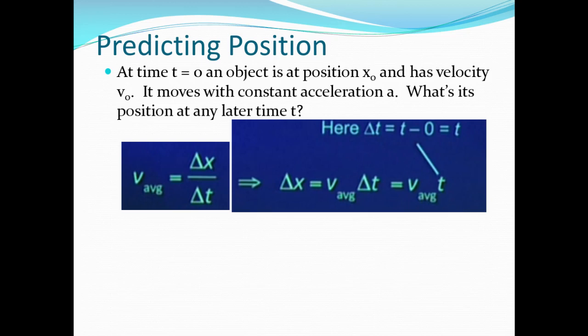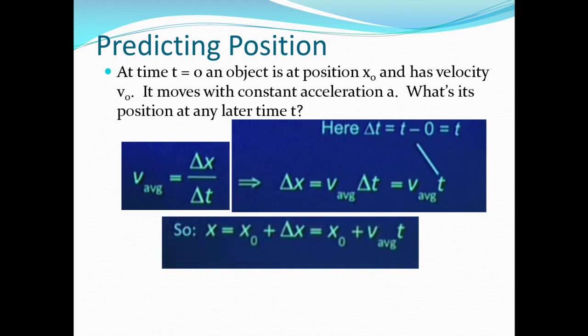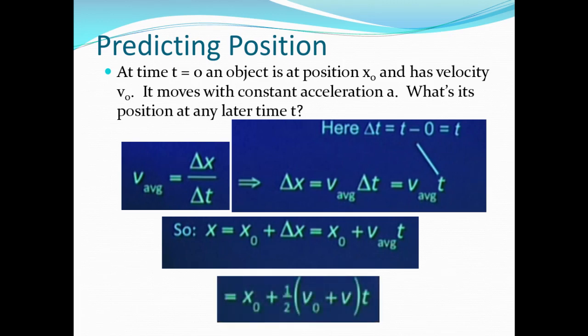And if the acceleration is constant, we have a relationship for v average now. If we expand out the displacement, which is x minus x naught, we could rewrite this equation as you see here, where we have x equals x naught plus v average times time. And then for v average, we could substitute our new relationship of 1/2 (v naught plus v). We could do that.